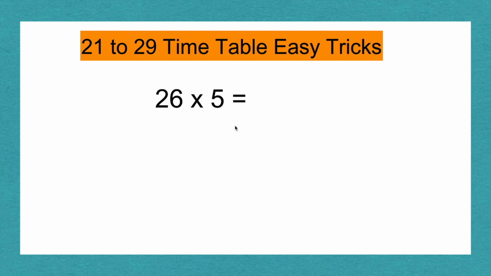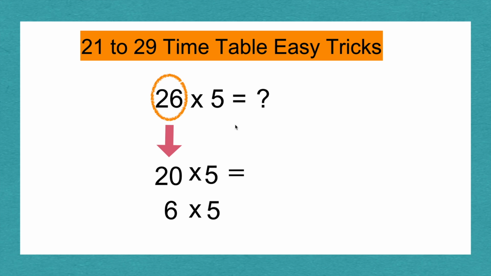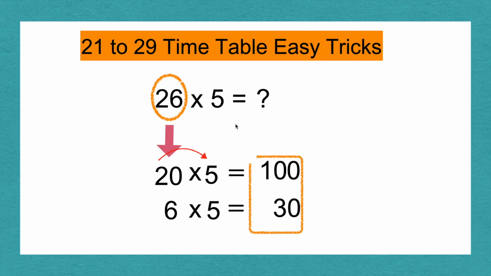Next, we're going to do 26 times 5. Circle 26, split it 20 and 6, times the other number 5. 2 times 5 equals 10. Add the 0, 20 times 5 equals 100. 6 times 5 equals 30. And 100 plus 30 equals 130. 26 times 5 equals 130.